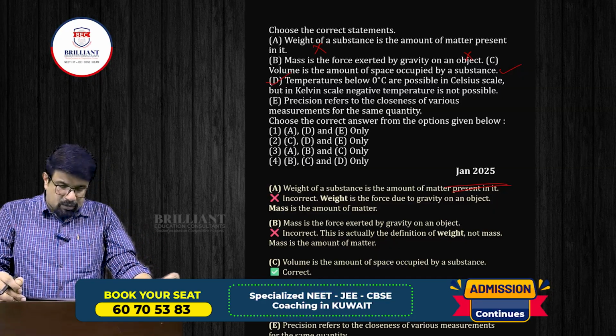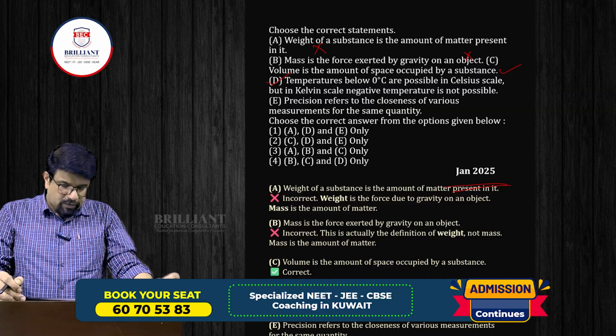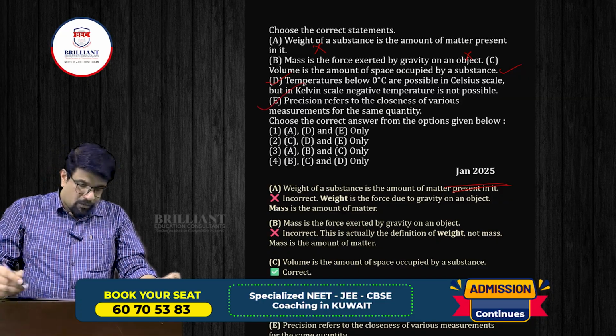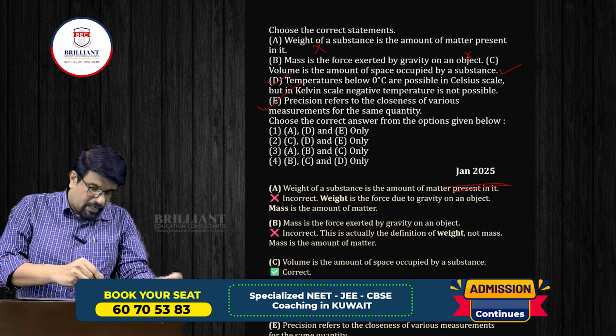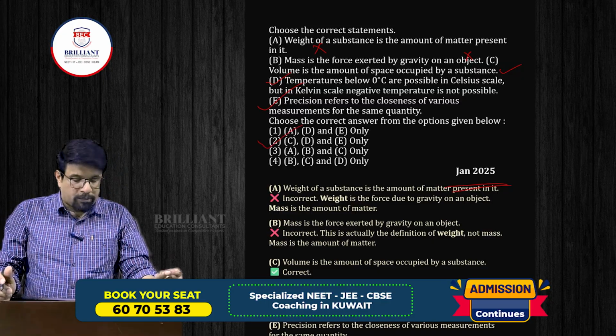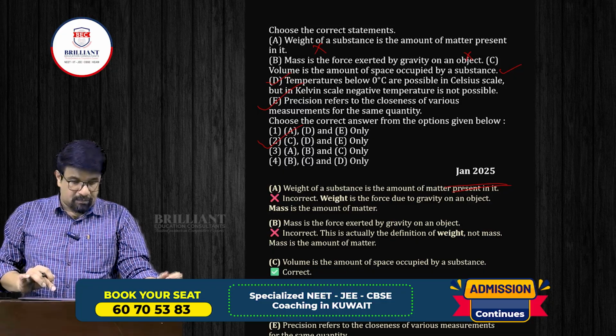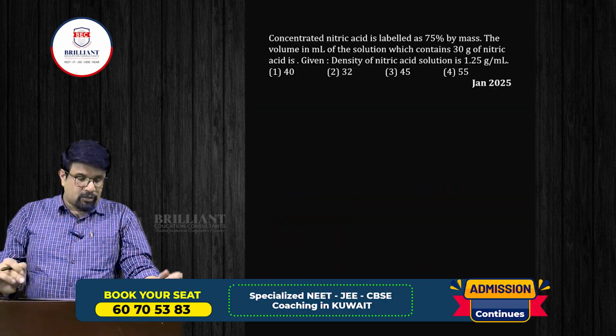The precision refers to the closeness of various measurements for the same quantity. That is also correct. So what is the correct answer here? C, D and E. Which is option 2. Yes, option 2 is the correct option here. I will go to the next question.